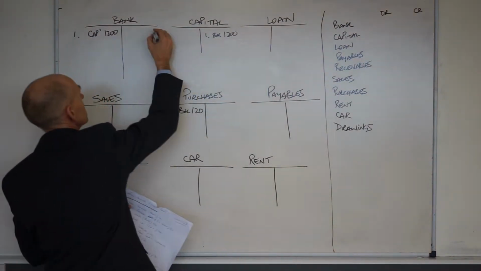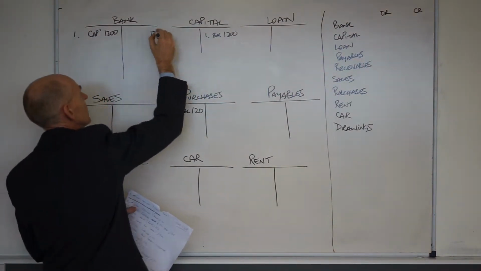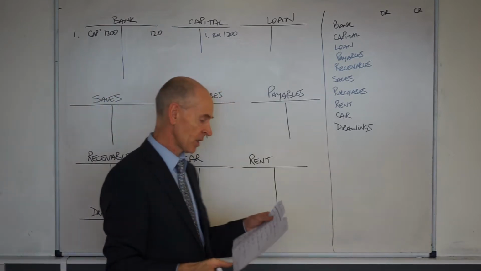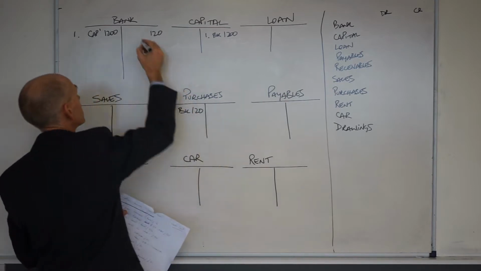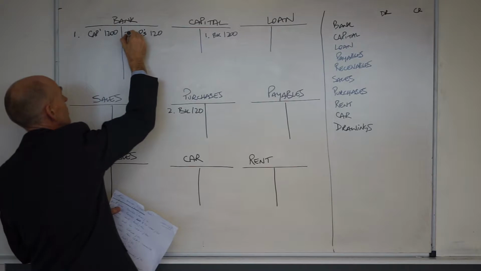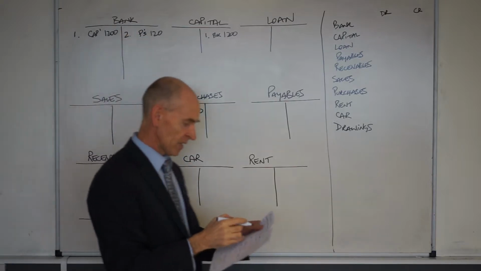So £120 is credited to bank, because bank is an asset. We're reducing the asset, hence it must be on the credit side. Purchases, which I'll abbreviate, and it's transaction number 2. Okay, so we're up and running.